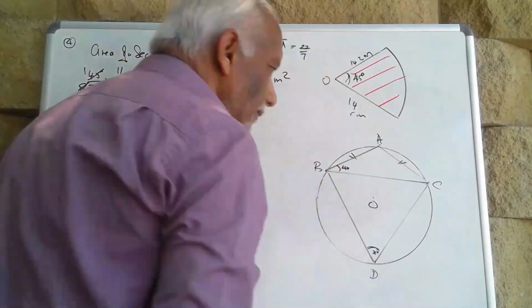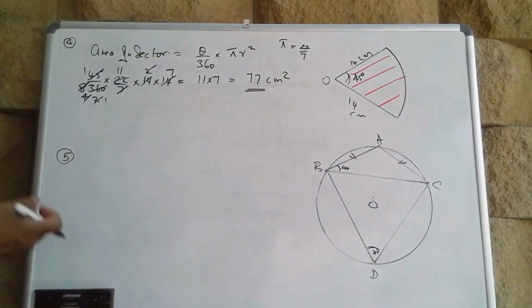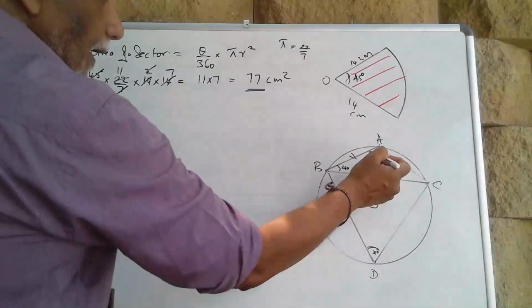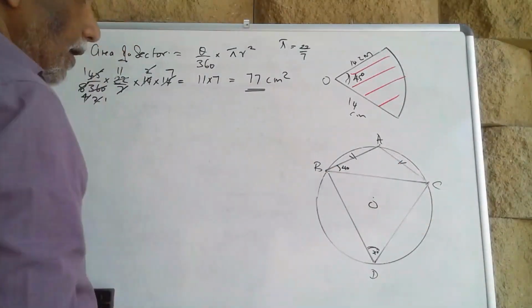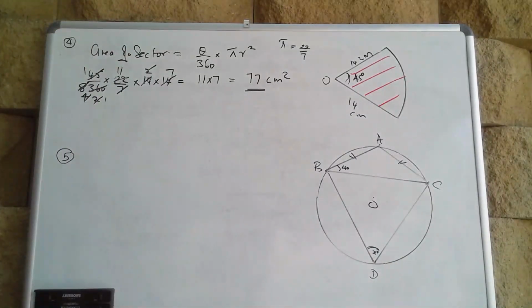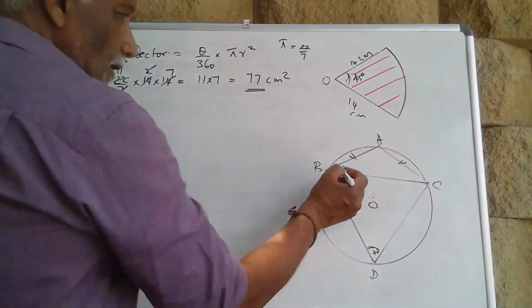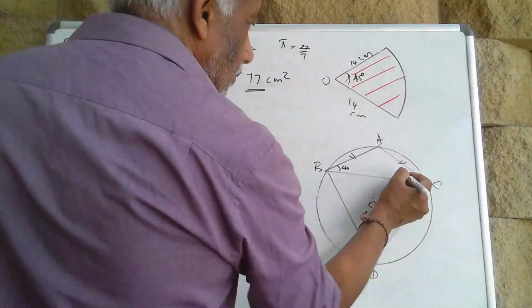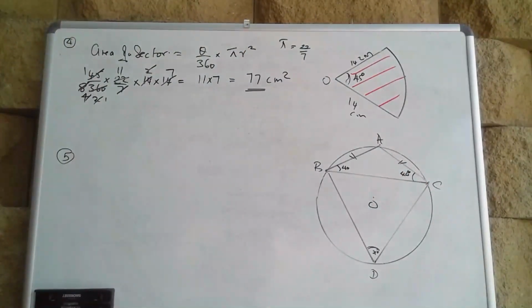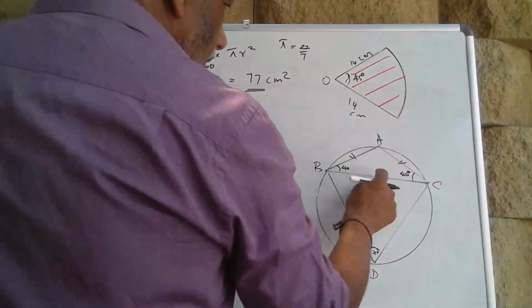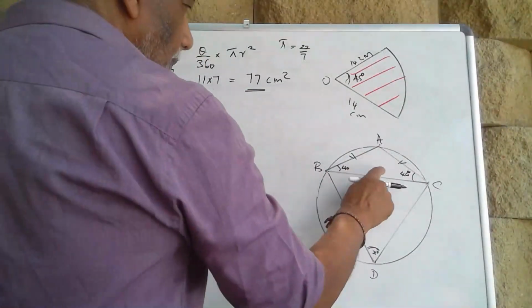If you look at the triangle here, ABC, AB equal to AC. Therefore, it must be isosceles because two sides are equal. Therefore, this angle must be equal to that angle. So that will be 40 degrees. If that is 40 degrees, then this triangle altogether is 180. 40 plus 40, 80. So that must be 100.